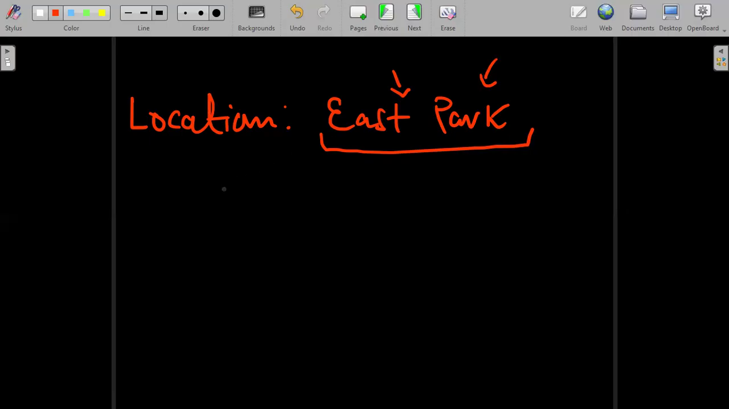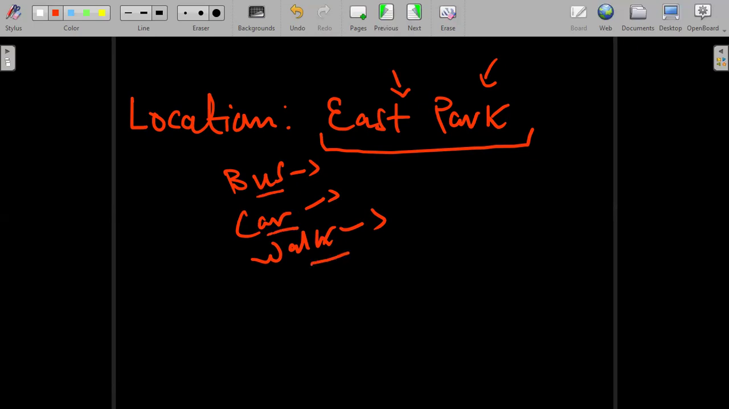East Park. So you can get to this East Park in a number of different ways. You can board a bus, you can maybe drive yourself there using a car, or you can walk. So either you come by bus, by your own car, or you walk. When you are at East Park, your location will just be what? East Park. So it does not matter the path that you take to reach this destination.